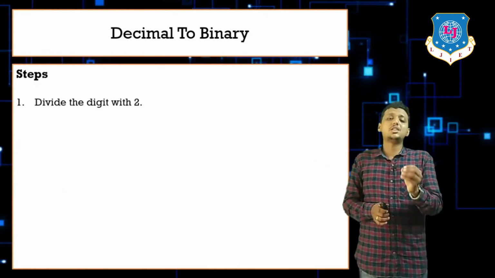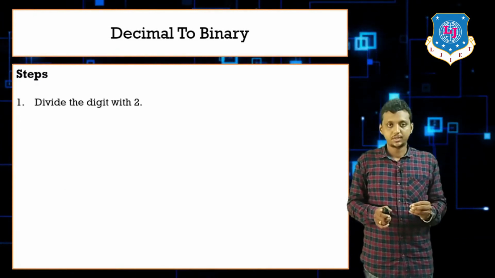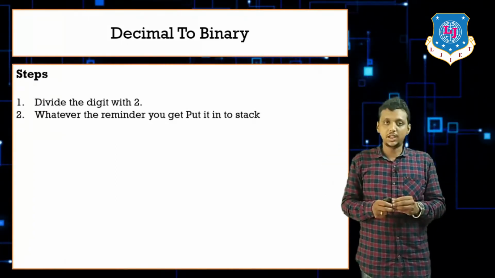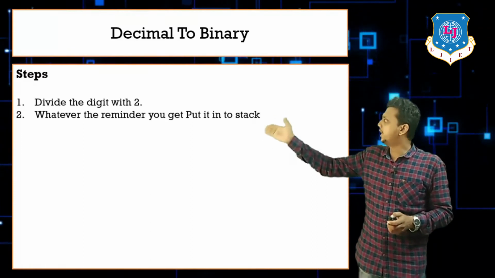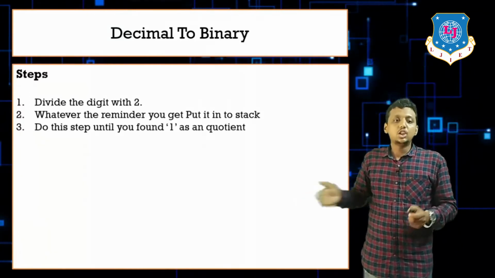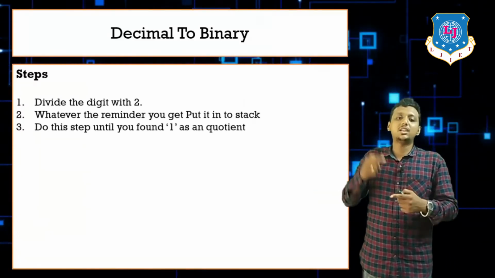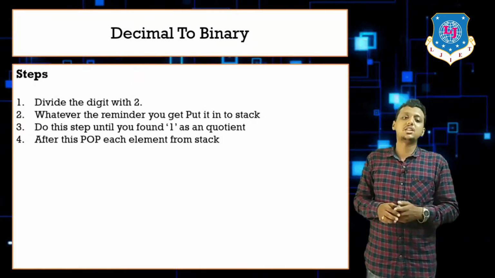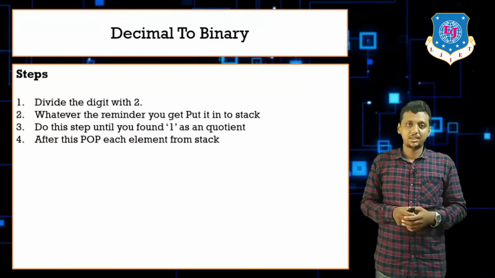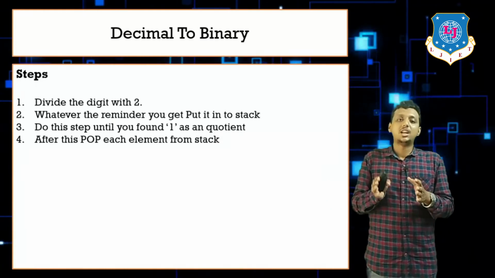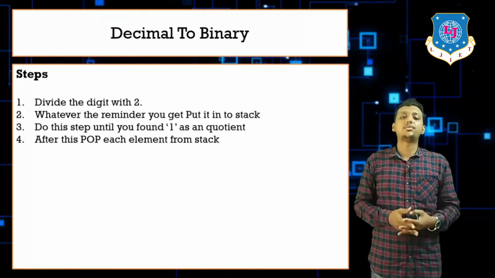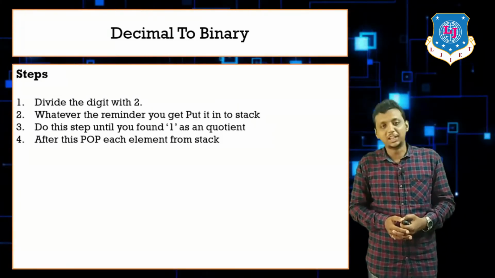First, students, you just need to divide your number by 2. Whatever remainder you get, you need to put inside the stack. Do this step until you get 1 as a quotient. Then, students, pop each and every element from the stack. Whatever answers you get after popping the elements, all will be merged together, and that becomes your final answer of decimal to binary.